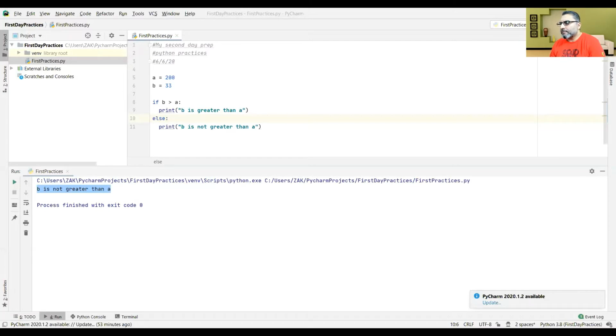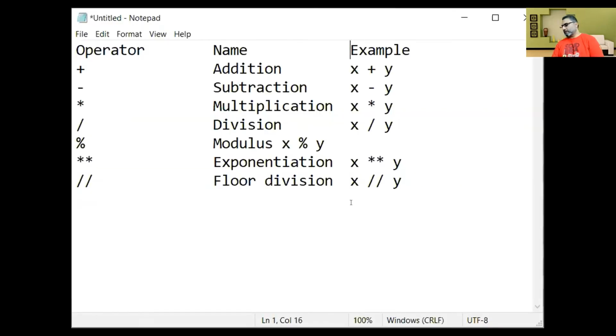These are arithmetic operators. Operator plus, this is for addition, obviously. Minus for subtraction, multiplication, division, and this is modulo, mod, percentage sign.